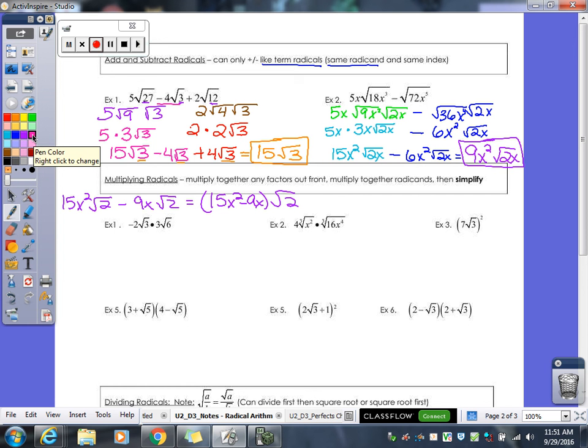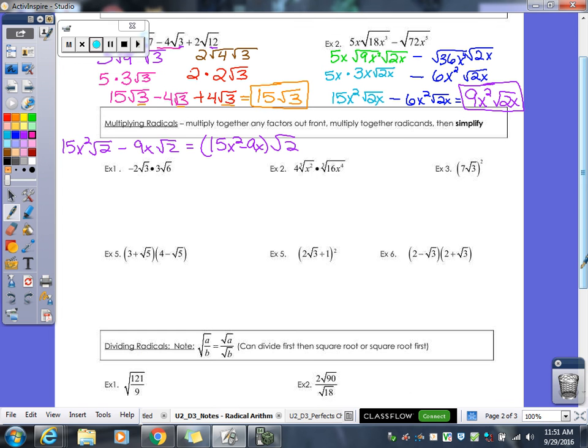Multiplying radicals, you want to actually multiply them first, simplify after. I have a lot of people who try to simplify first, then multiply, and then you simplify again. So you're just kind of creating more work for yourself. So you want to multiply them first, simplify after. When we multiply, again, it's very similar to when you multiply your x's. You multiply your coefficients, multiply your numbers out in front first. So negative 2 times 3 would give us a negative 6.